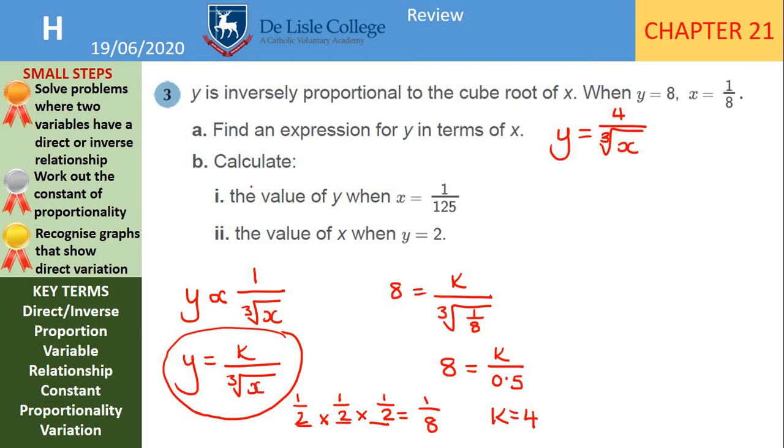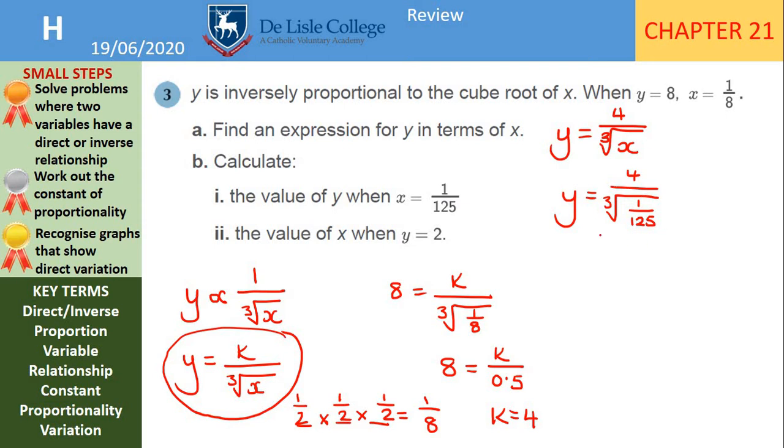Now we're going to use this. So for part B, part 1, find the value of y when x is 1/125th. So y is equal to 4 divided by the cube root of 1 over 125. You can type this into your calculator if you like using the fraction button.